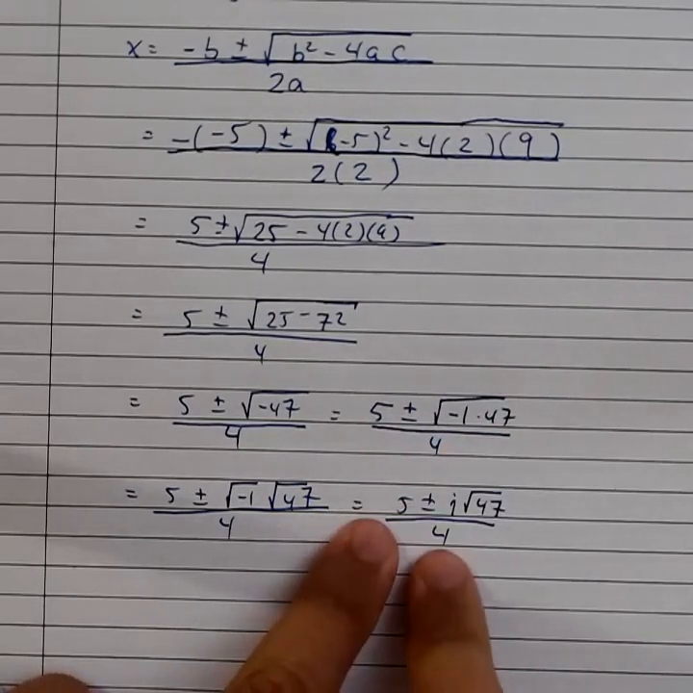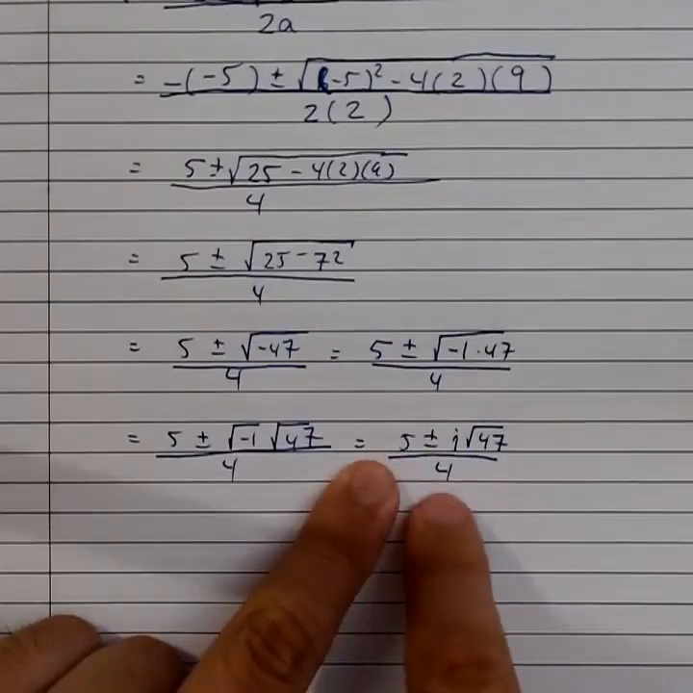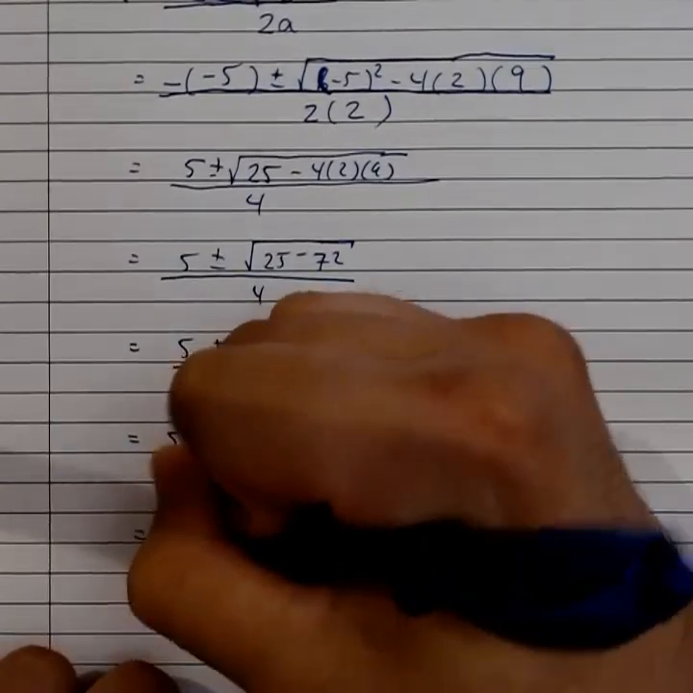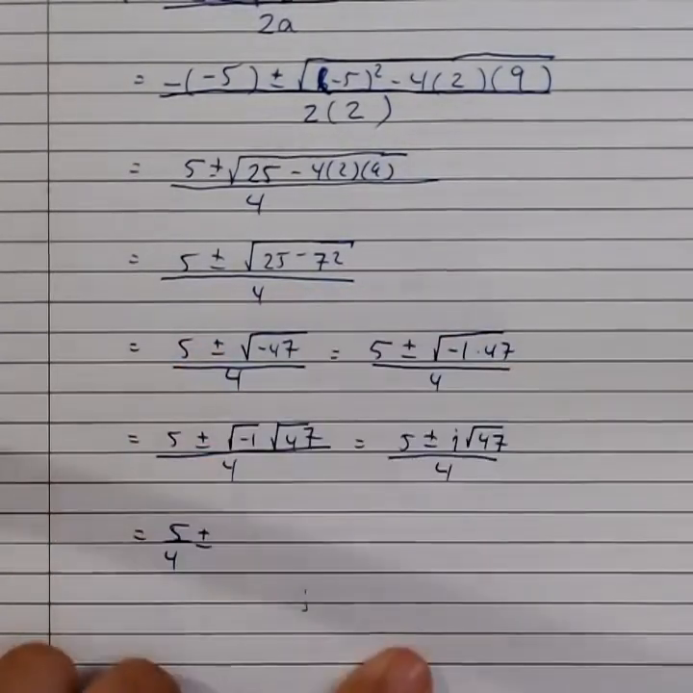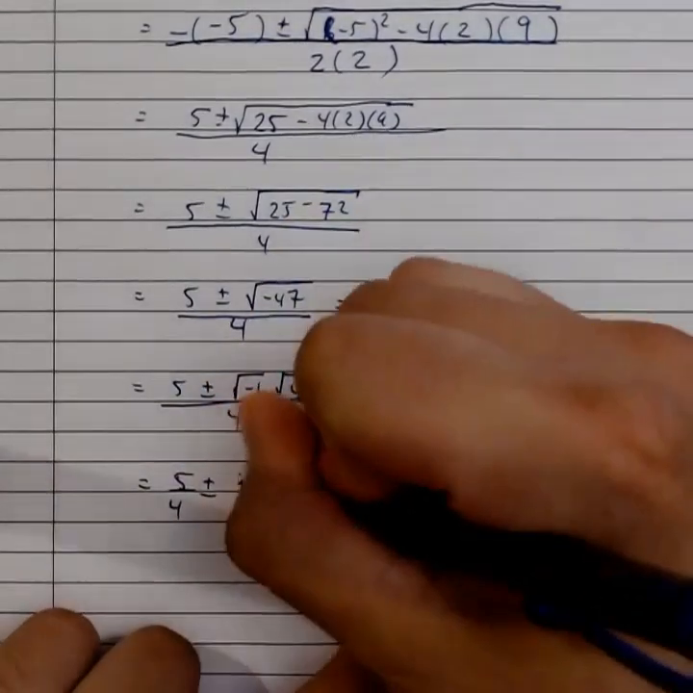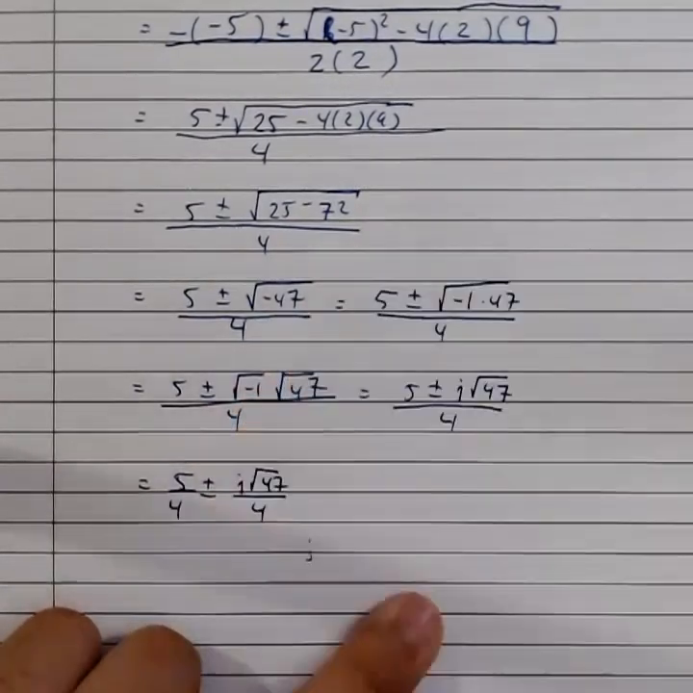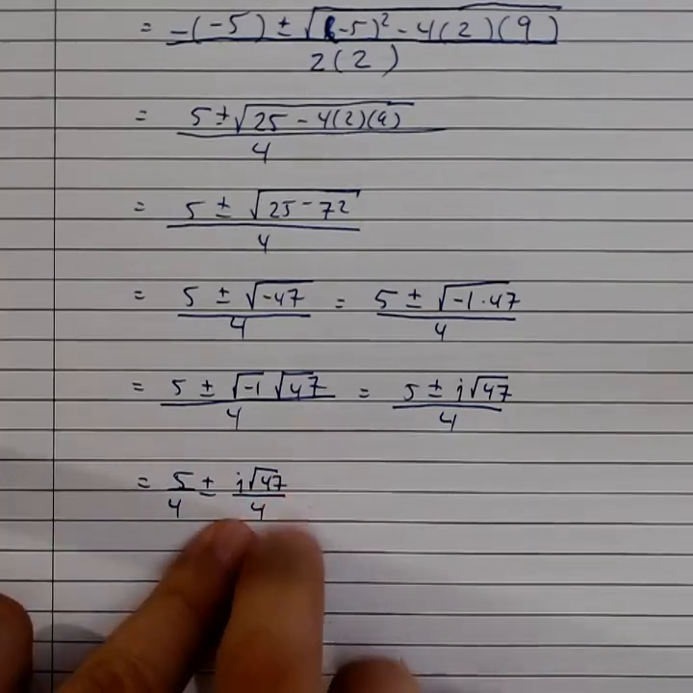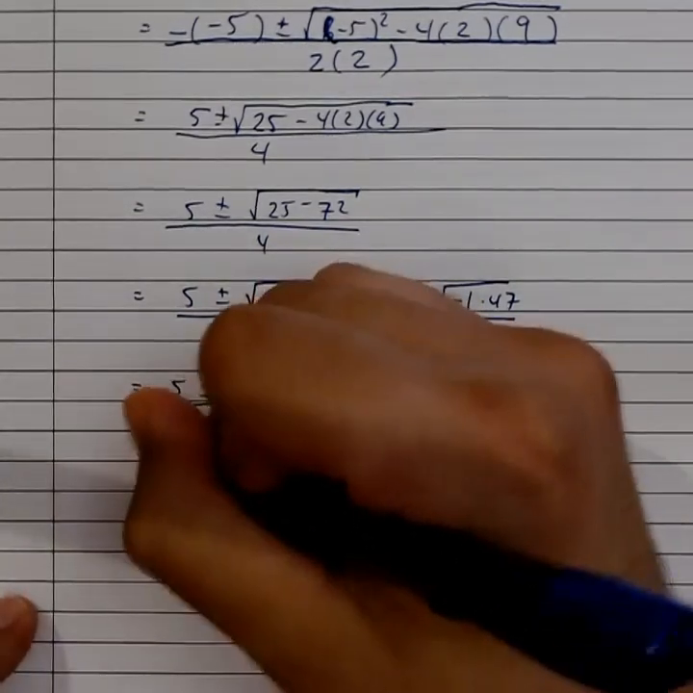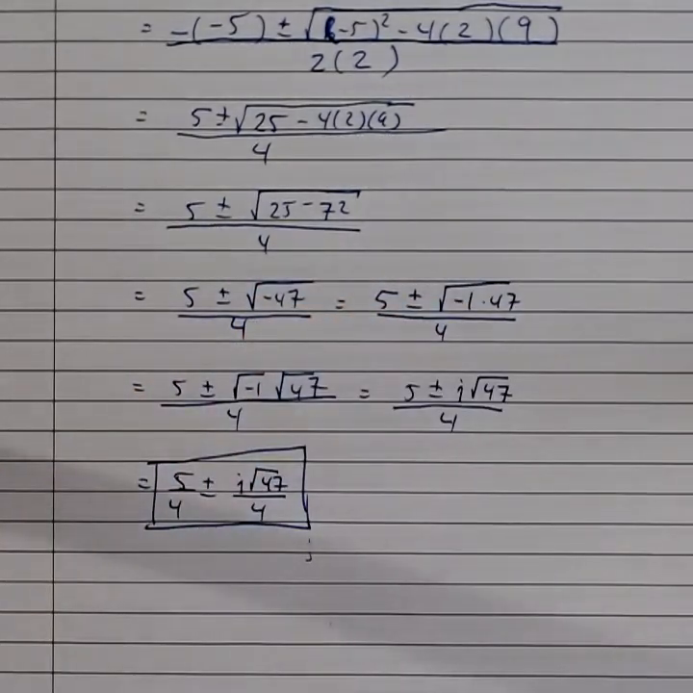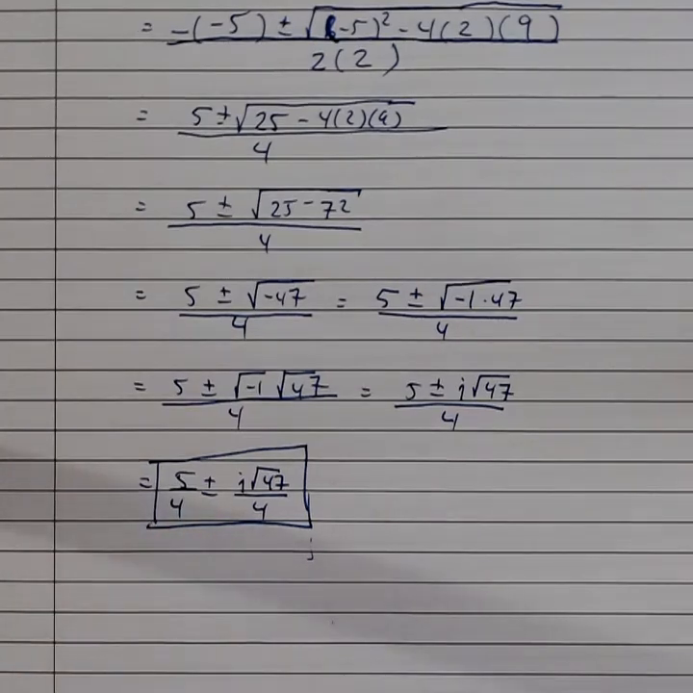Now remember, whenever we're dividing a complex number by a real number, we divide each of these and simplify if we can. So that's going to be 5 over 4 plus or minus, and then separately, we have i root 47 over 4. And now we check if this can be reduced. 5 over 4, no, that doesn't divide. And same thing here, nothing here divides. So that's as far as we can simplify. So these are our solutions. 5 over 4 plus i root 47 over 4, and 5 over 4 minus i root 47 over 4.